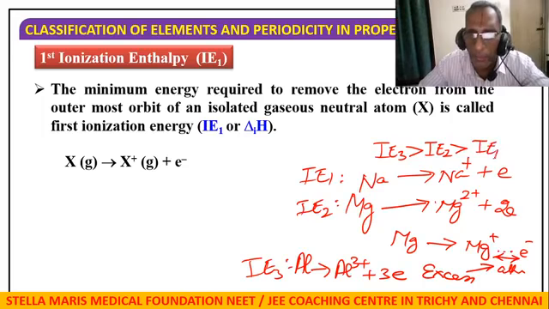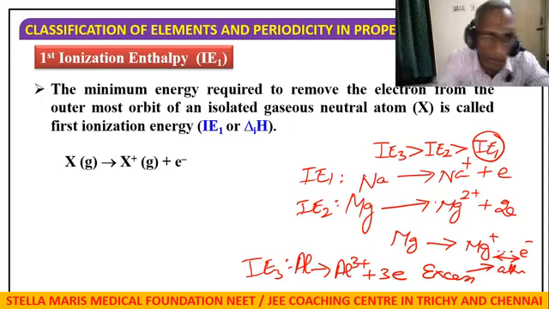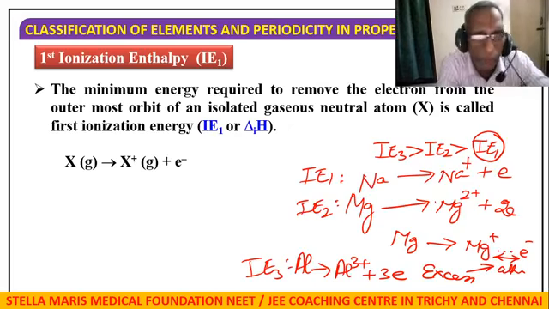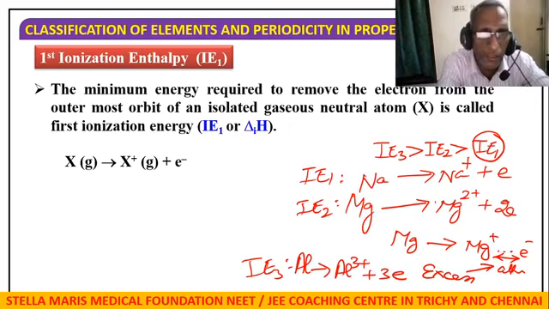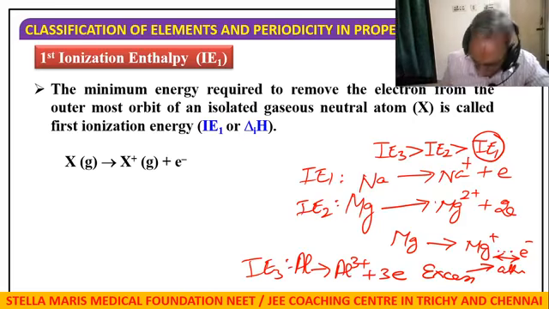If nothing is specified, we have to consider only the first ionization potential, whether or not second or third is mentioned. If it is just mentioned as ionization enthalpy, it means first ionization enthalpy. That's what I have told.